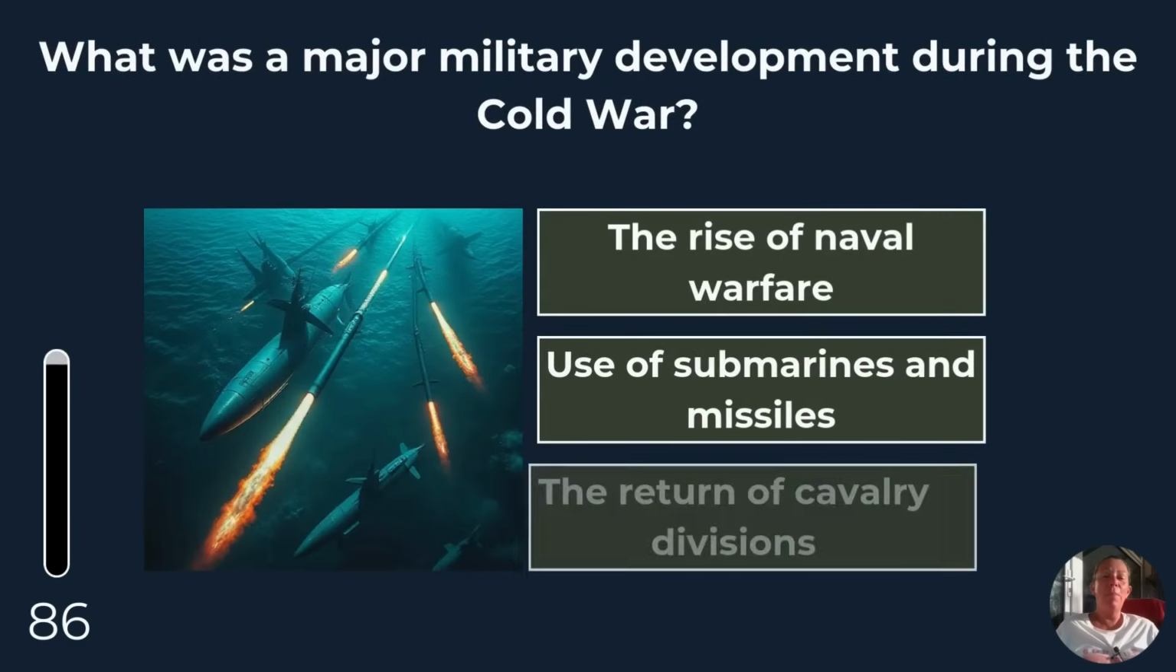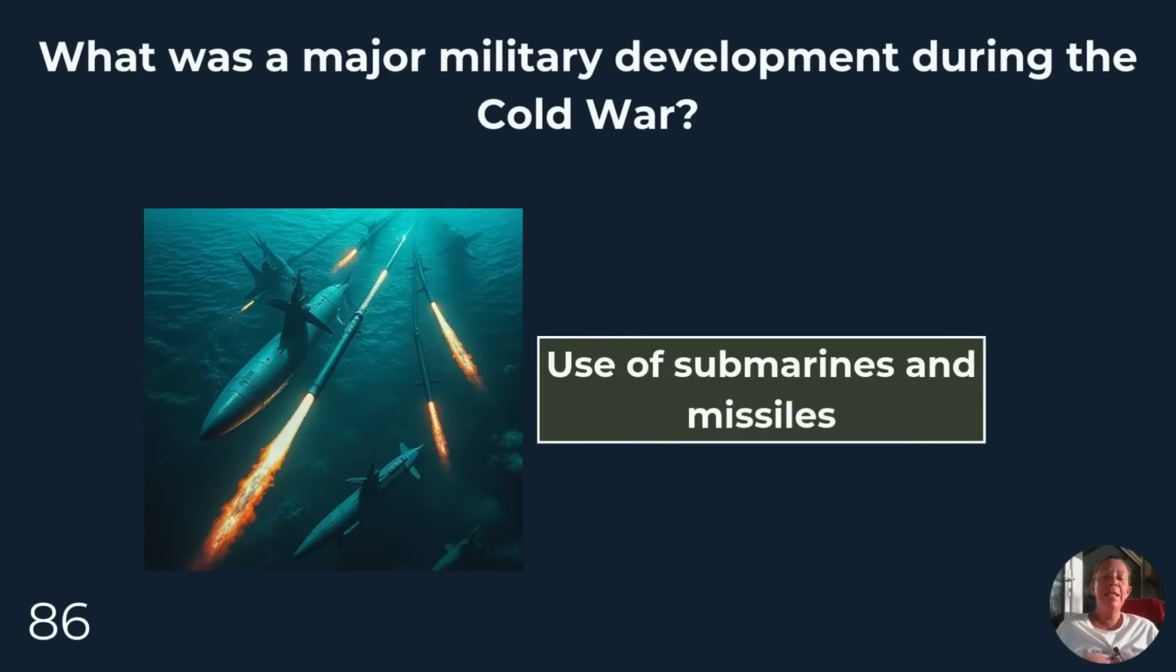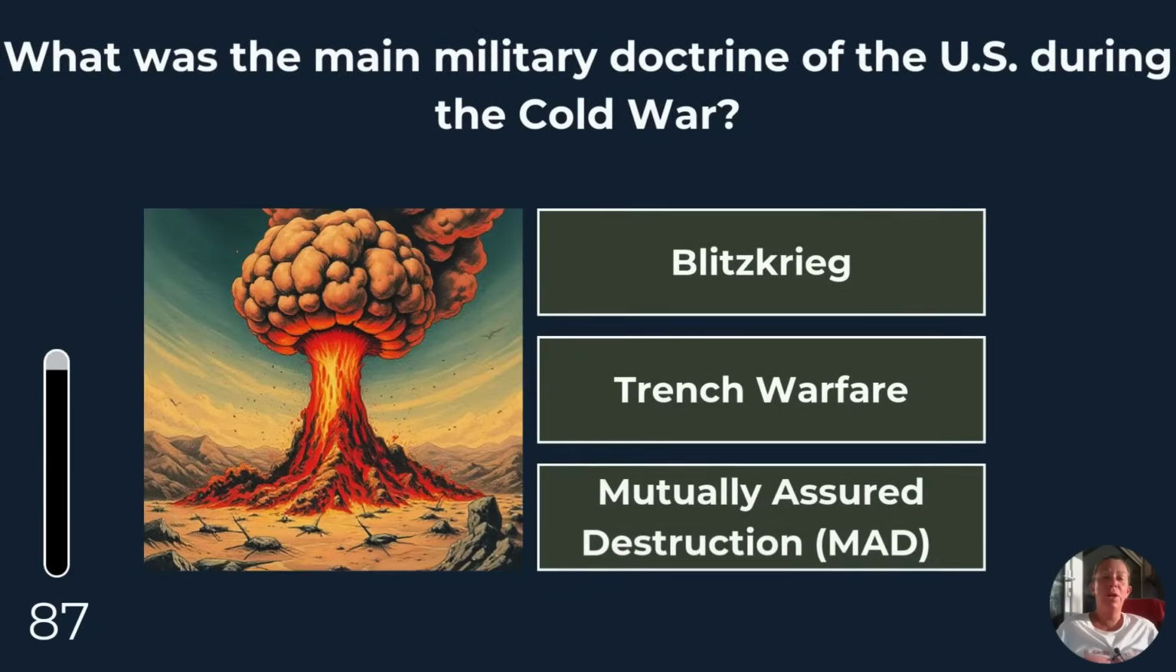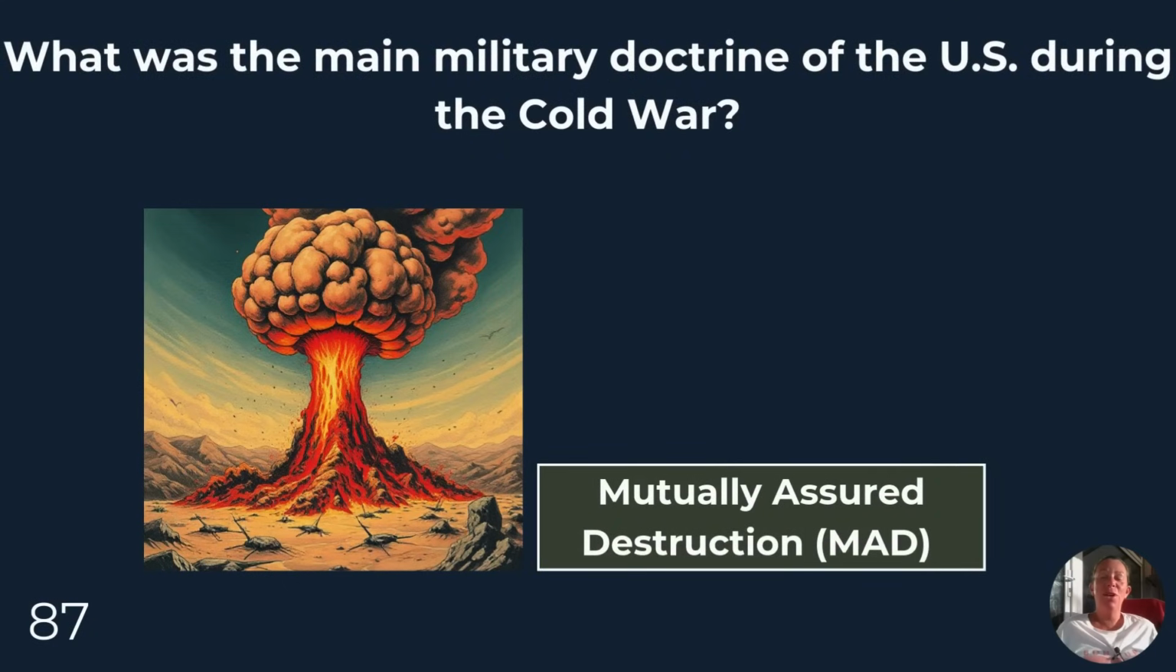What was a major military development during the Cold War? The rise of naval warfare, the use of submarines and missiles, or the return of cavalry divisions? The use of submarines and missiles. What was the main military doctrine of the US during the Cold War? Blitzkrieg, trench warfare, or mutually assured destruction? MAD. Mutually assured destruction, MAD.